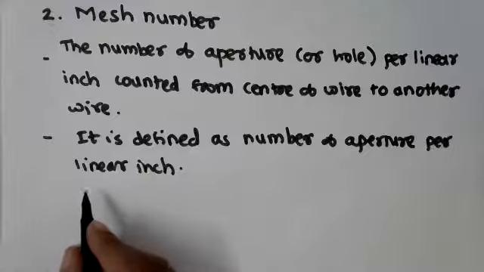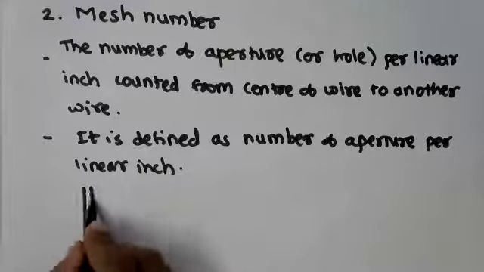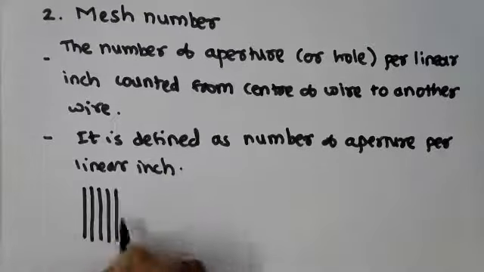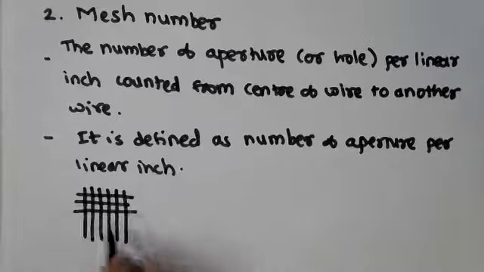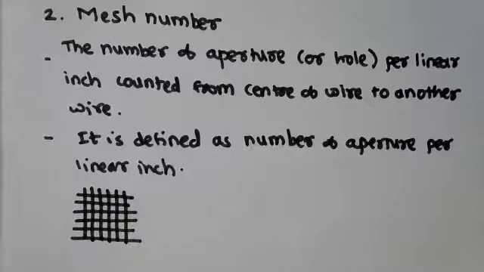Now let us try to understand the meaning of this. Just for the sake of understanding, suppose I start from the center of this wire and measure a distance of 1 inch in a linear direction. Then how many holes are there in this 1 inch distance? 1, 2, 3, 4, and 5. Therefore, the mesh number of this wire is 5 mesh.